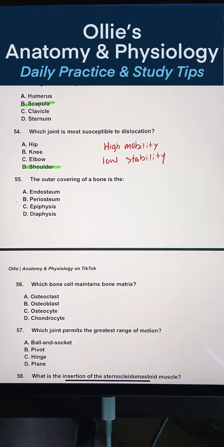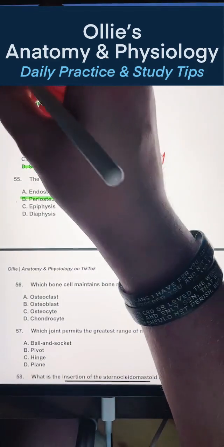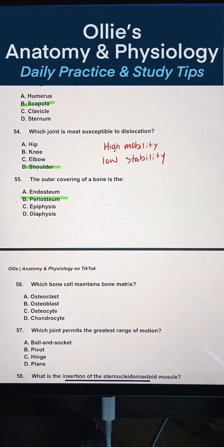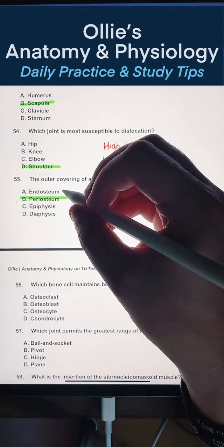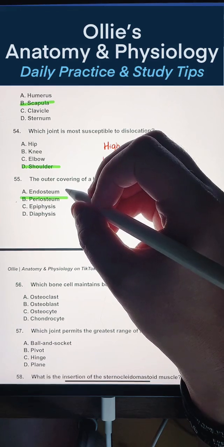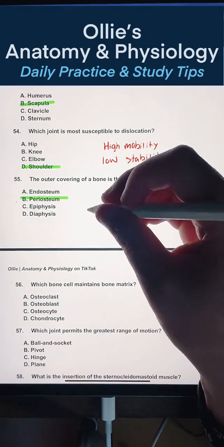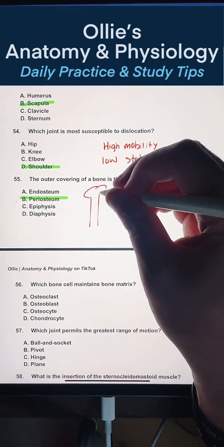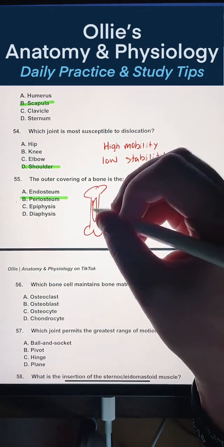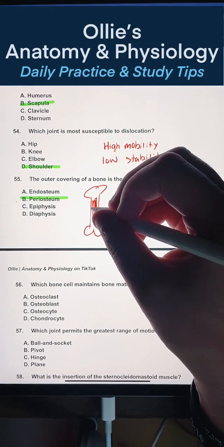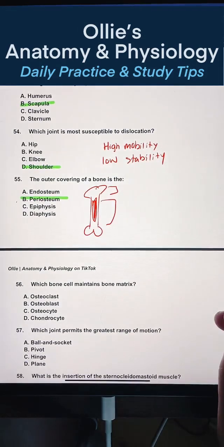The outer covering of bone is the periosteum. Remember that peri means to cover. We are covering bone, so the outer covering of a bone is the periosteum. Endosteum is the lining of the inner bone, lining the medullary cavity. Epiphysis is the bone end. Diaphysis is the bone shaft. So if I draw a quick diagram of a bone, the covering is the periosteum. If we have our medullary cavity here, the endosteum is going to line that. This is the epiphysis. This is the diaphysis.